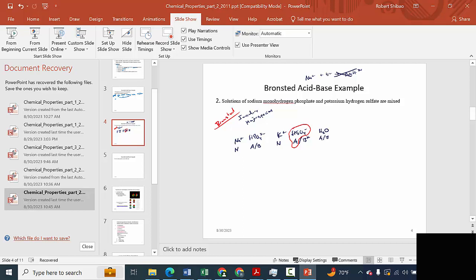But since this class is so small, you can have this if you want. That way you don't have to print it out.